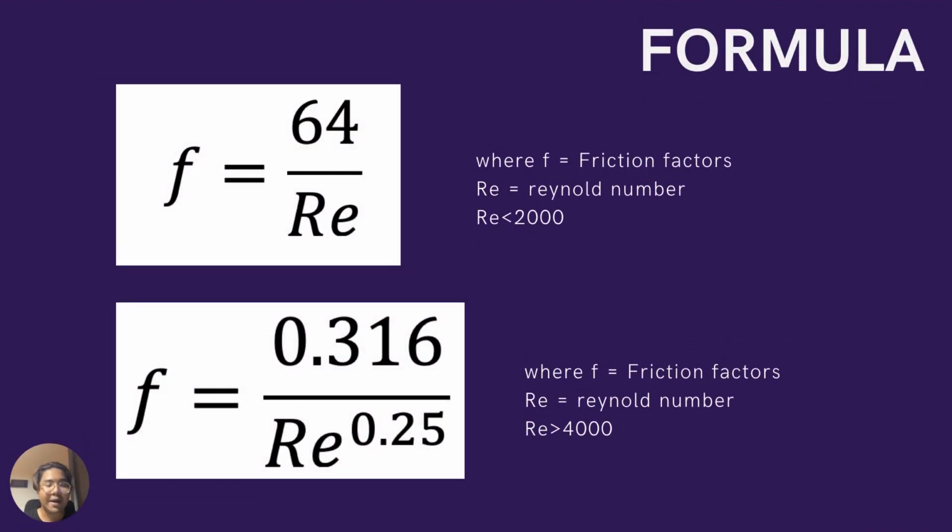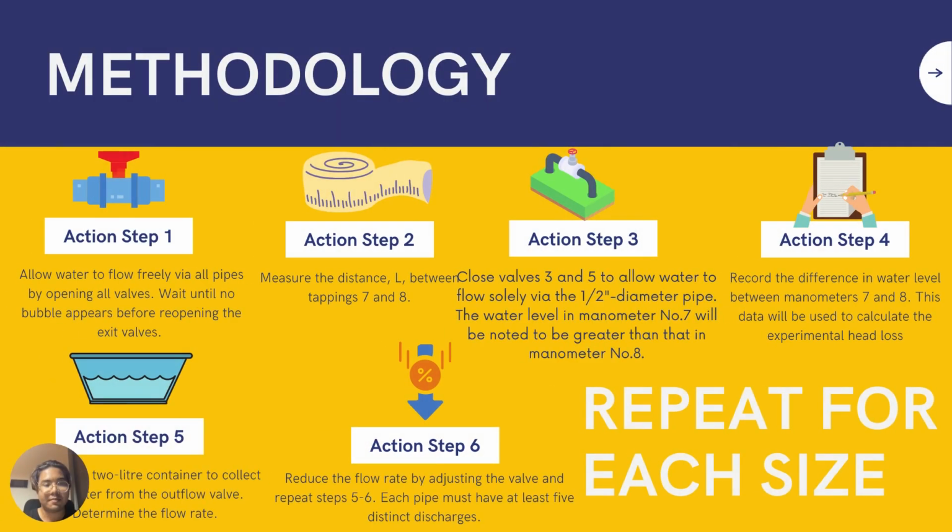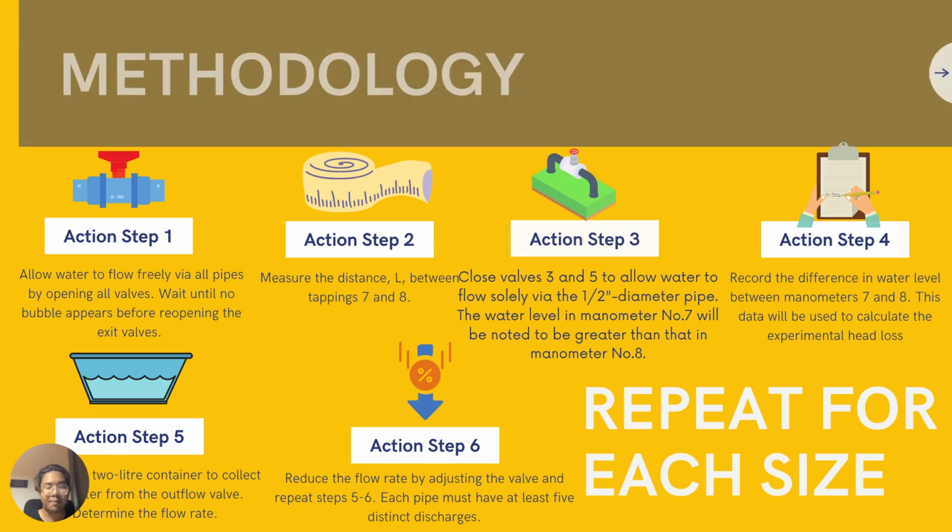Then we get the Reynolds number to find the friction factor. For the friction factor today, we will focus on 2 types, which is Reynolds less than 2000 and Reynolds over 4000. And for the methodology, please follow the steps as shown above. We will have about 6 steps, and we have 3 sizes of pipe, so be careful.